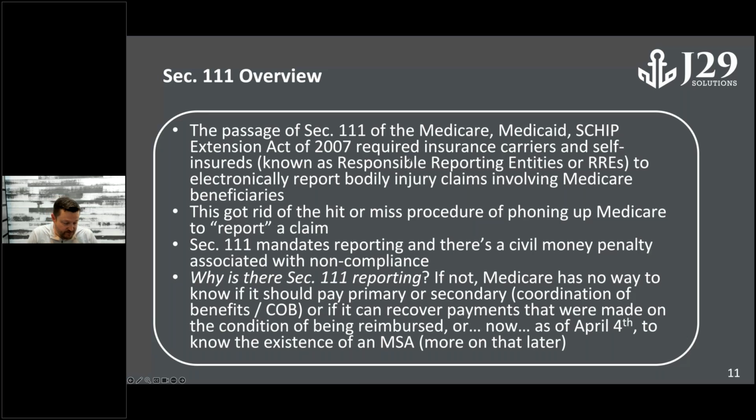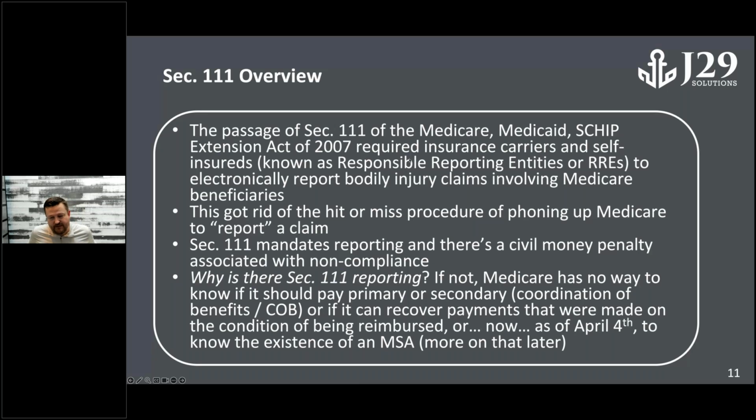What's very interesting about this is for the longest time, it was really only used to coordinate benefits, meaning when Medicare should or shouldn't pay, and to seek recovery of conditional payments made. However, as of April 4th of this past year, now Medicare is going to know about the existence of a Medicare set-aside in a workers' compensation claim if one was incorporated. We'll kind of put a pin in that, and we're going to talk about that later on.